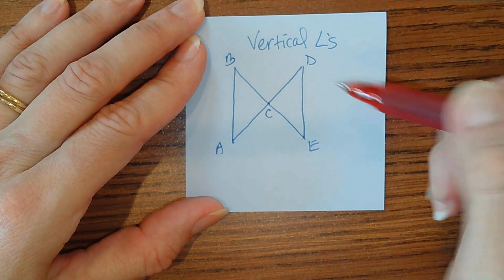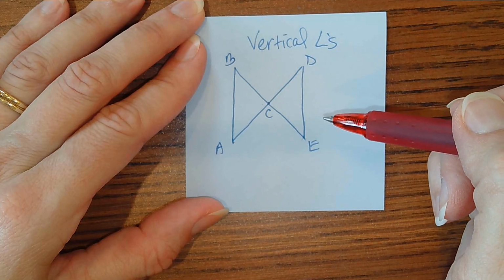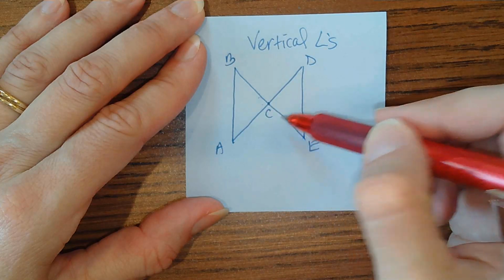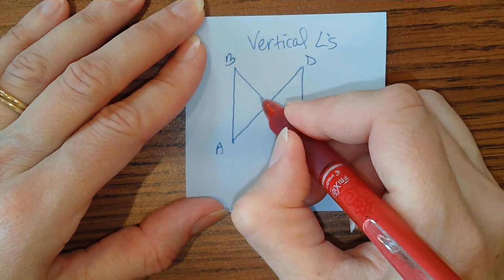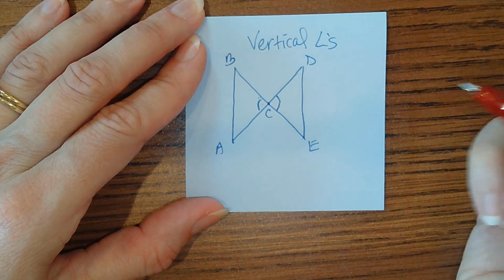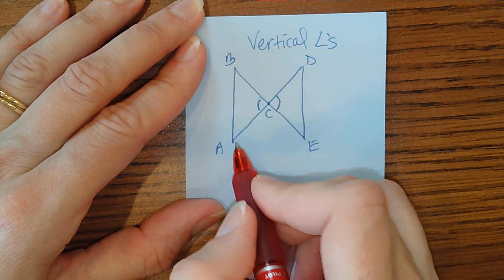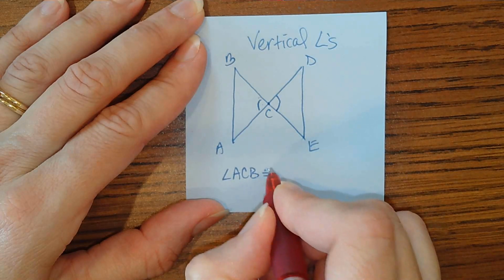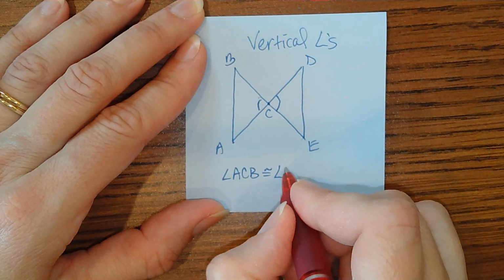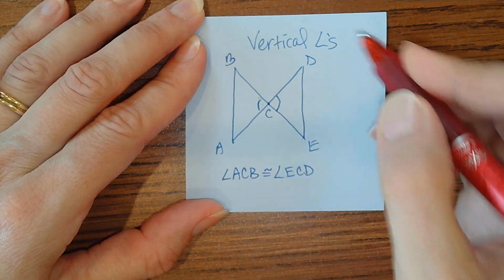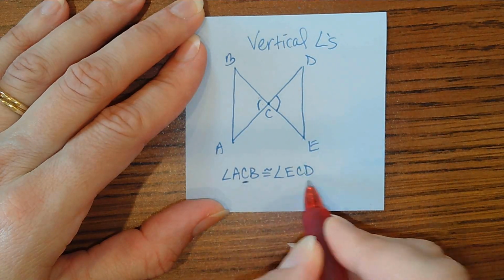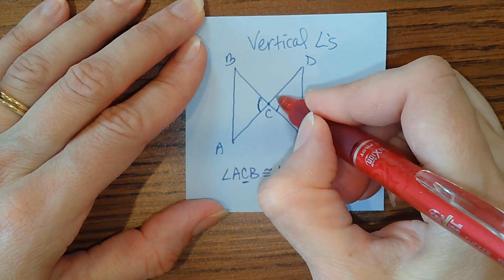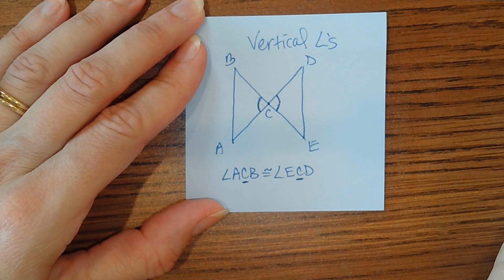I cannot say that angle C is congruent to angle C. I don't know, am I talking about this angle here, this one up on top, the one on the right, the one on the bottom? I need to be specific. If I'm saying this angle is congruent to this one because they're vertical angles, then I need to say angle ACB is congruent to angle ECD, as long as C is in the middle of those names. Then I know what angles I'm talking about. But vertical angles, you have to name them with 3 letters.